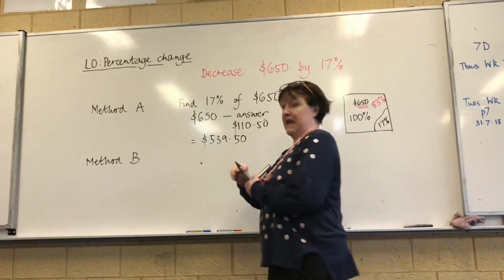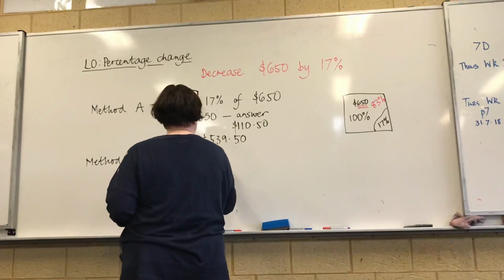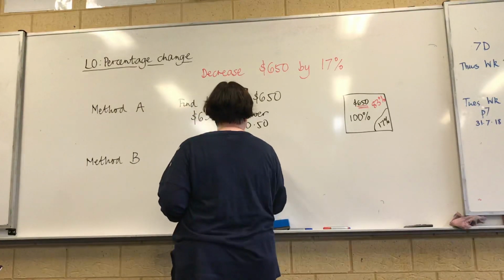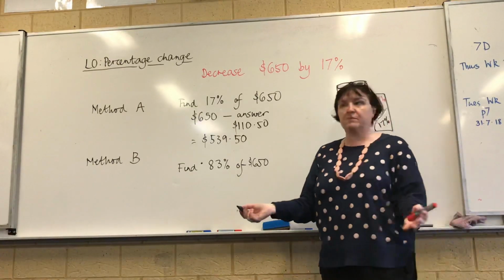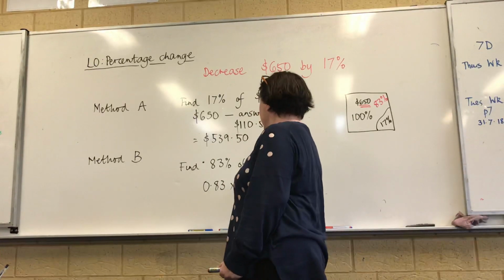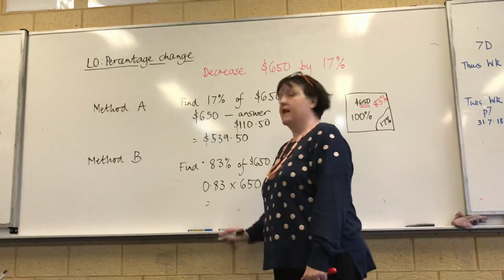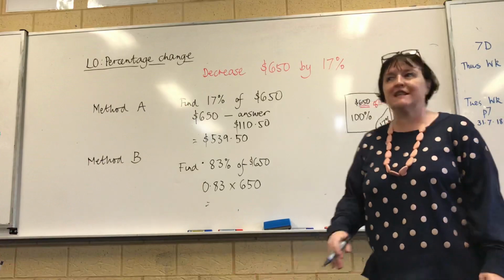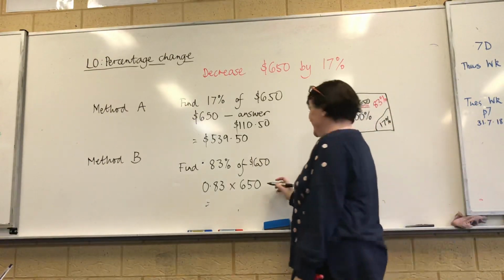So for method B, what we would do is you find 83% of $650. How do you find 83%? Divide it by 100, 0.83 times 650. And lo and behold, by the magic of maths, it is $539.50.